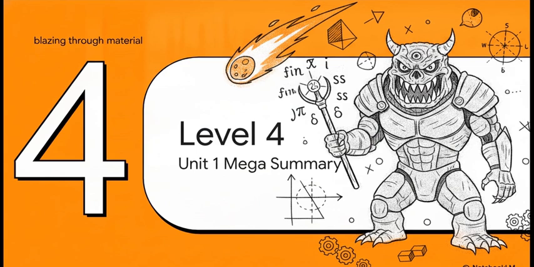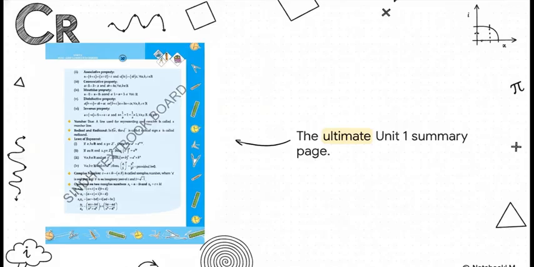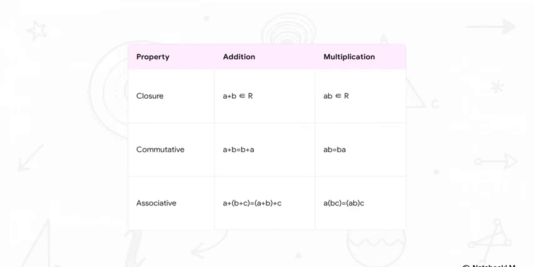And here we are, Level 4, Unit 1 Mega Summary. We are absolutely blazing through this material. Time to face the final boss. This ultimate summary page beautifully condenses all the laws and properties of real and complex numbers we've conquered in this entire unit. Seriously, if you're going to screenshot one thing from this explainer to study later, this is the goldmine right here. Let's rapidly compare those essential properties of real numbers for both addition and multiplication.